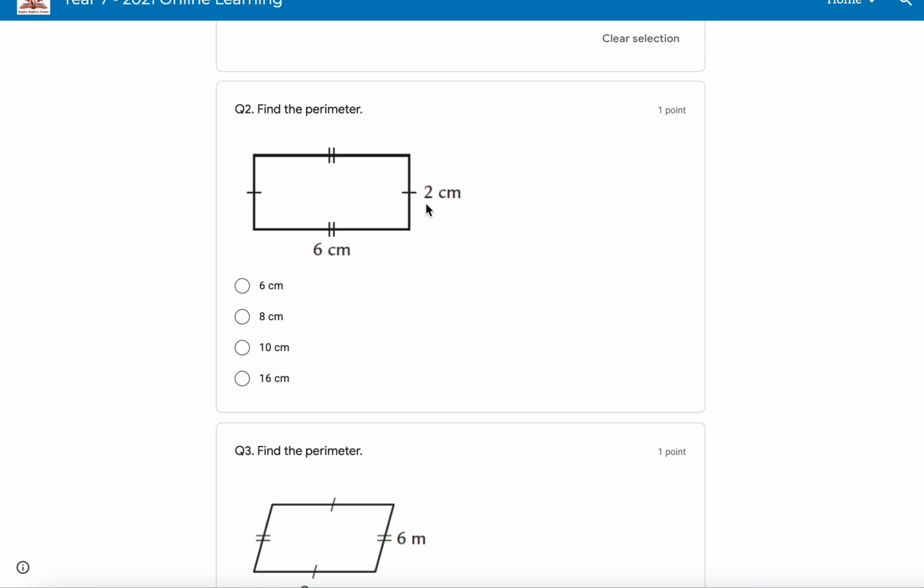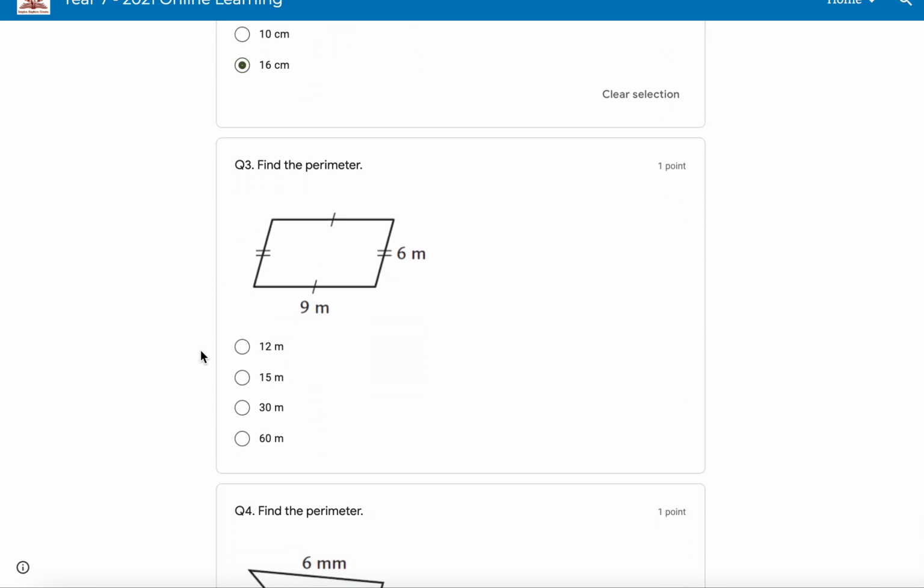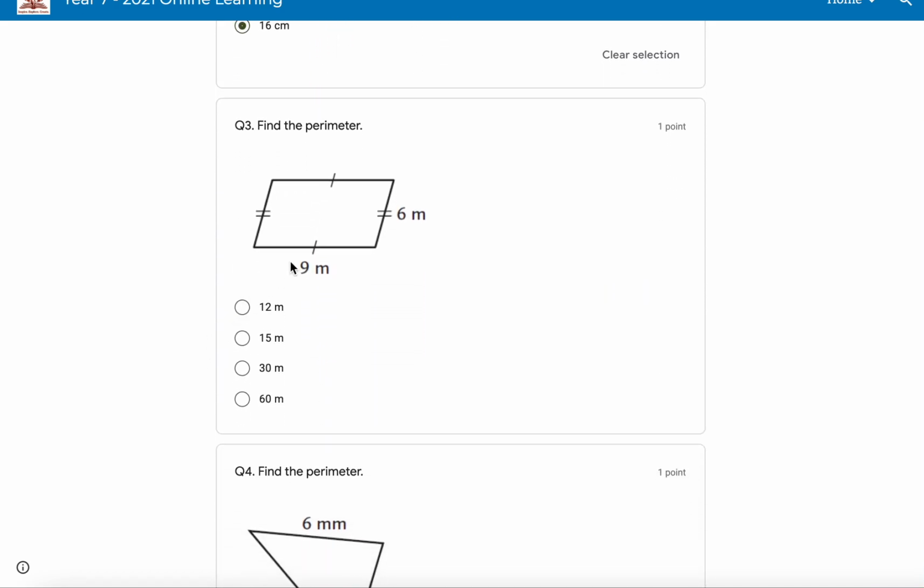Okay, in this case, we've got 2 6 centimeter sides, and we've also got 2 2 centimeter sides. So we can say, okay, well, we've got 6 here and 6 here, so that's 12. Plus, we've got 2 here and 2 here, so that's 4. So 12 plus 4 is 16. So our perimeter here is 16 centimeters. We're just adding up all the different sides. Here we've got 6 on this side, so we're going to have 6 on this side as well. 9 here, so we're going to have 9 here as well. So it's going to be 9 plus 9 plus 6 plus 6, which is 30.